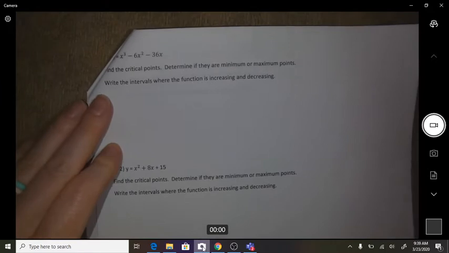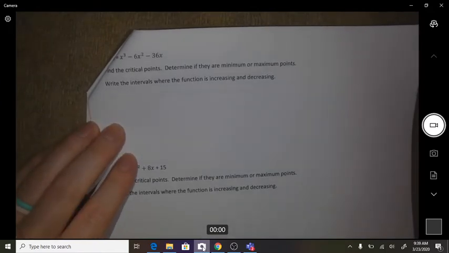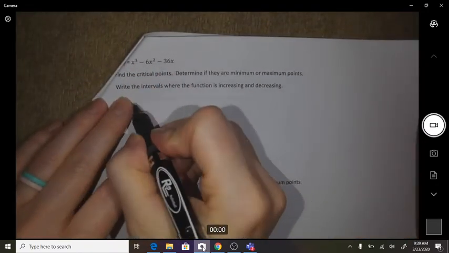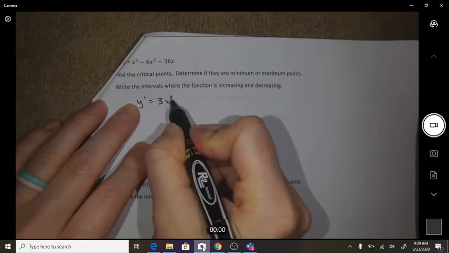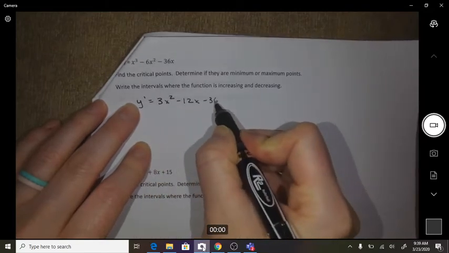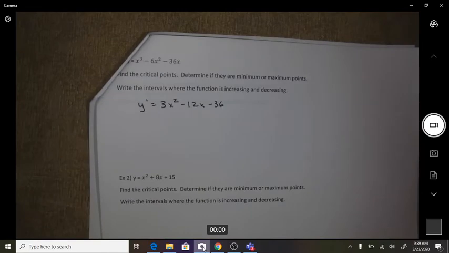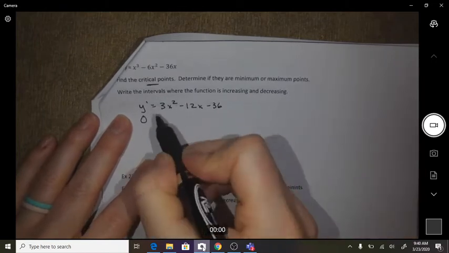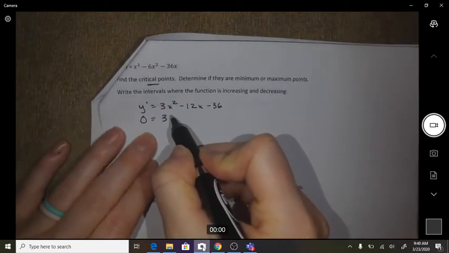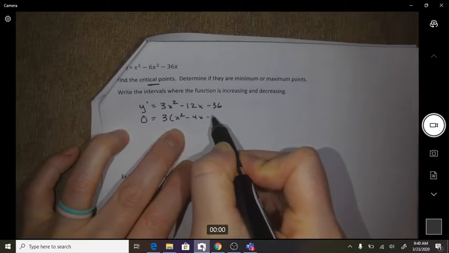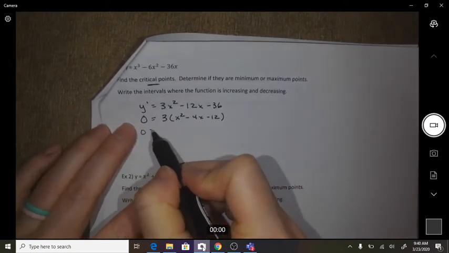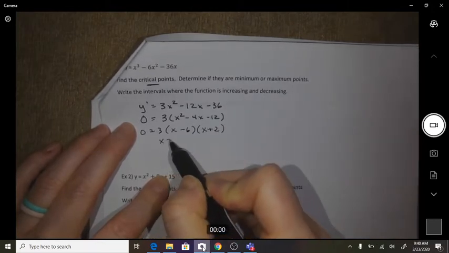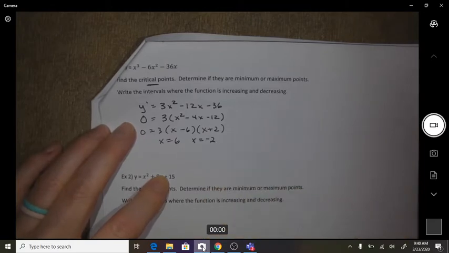Okay, find the critical points, determine if they're min or max, and where this function is increasing, decreasing. Okay, so the first thing I'm going to do is derive this. So y prime equals 3x squared minus 12x minus 36. To have a critical point, I need to have a slope of 0. So how do I solve this? I'm going to factor it. Okay, so continuing to factor here, minus 6 plus 2, x equals 6, x equals negative 2.